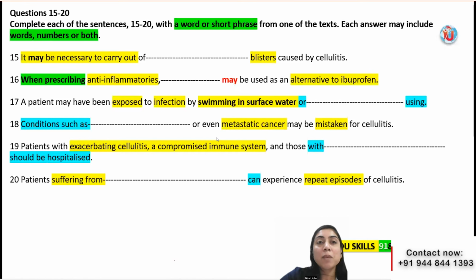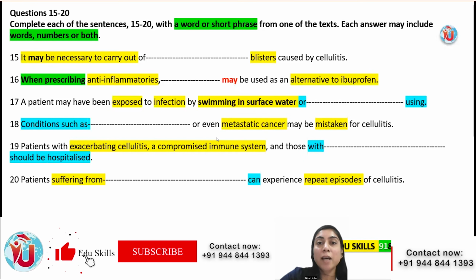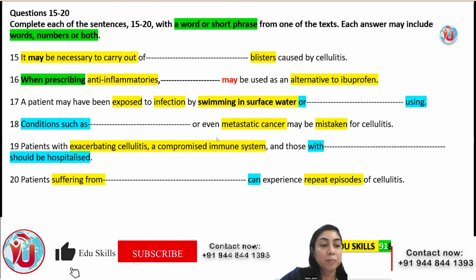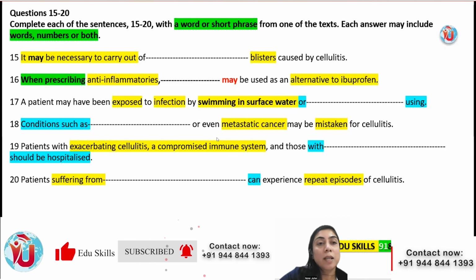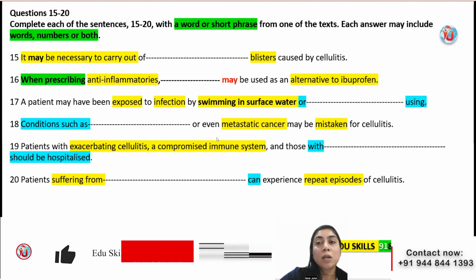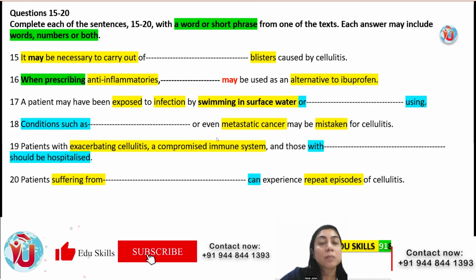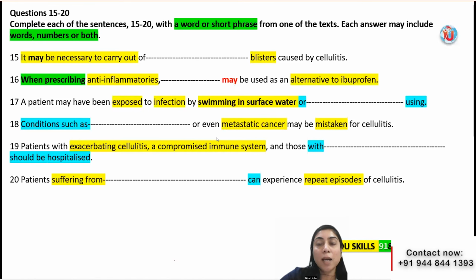Then 16th, when prescribing anti-inflammatory, dash may be used as an alternative to ibuprofen. Naproxen. Yeah. Then the next one, a patient may have been exposed to infection by swimming in surface water or using hot tub. Water. Then 18th one, conditions such as dash or even metastatic cancer may be mistaken for cellulitis.